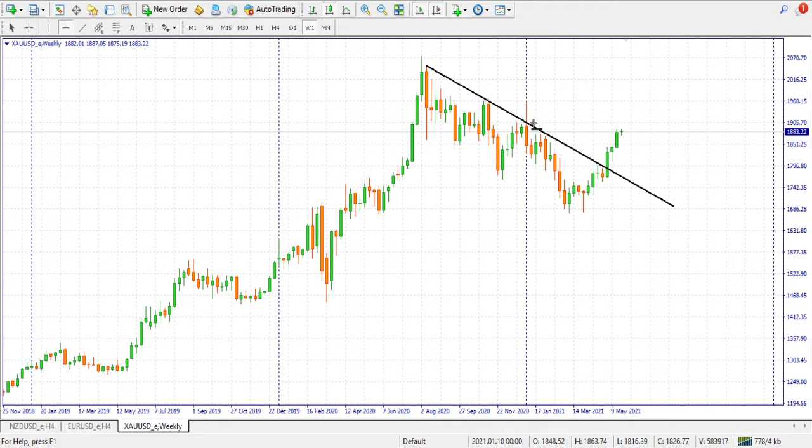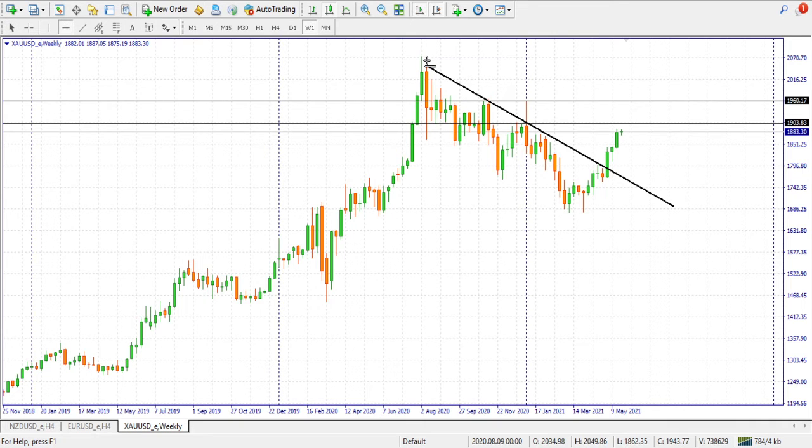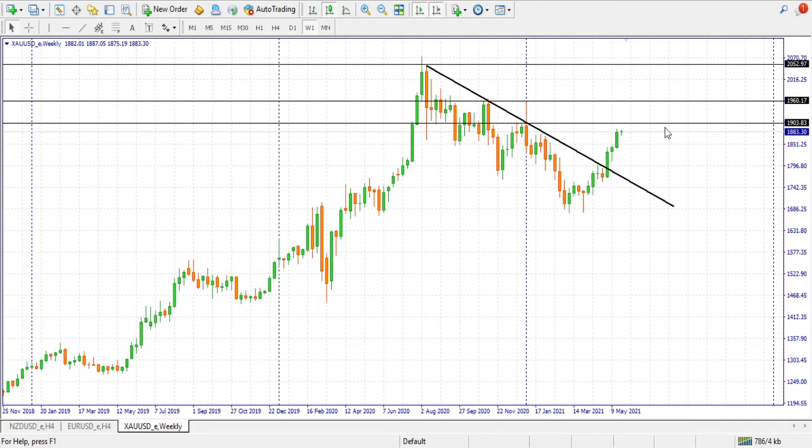We expect a continuation and even a break beyond 1903.83. The next target is this, and then the last target is this one. So these are the places where we expect price to go up to. If it breaks above, then the next level is 1960.17. Then the next level is 2052.97. Those are the few places where we expect price to go up to.